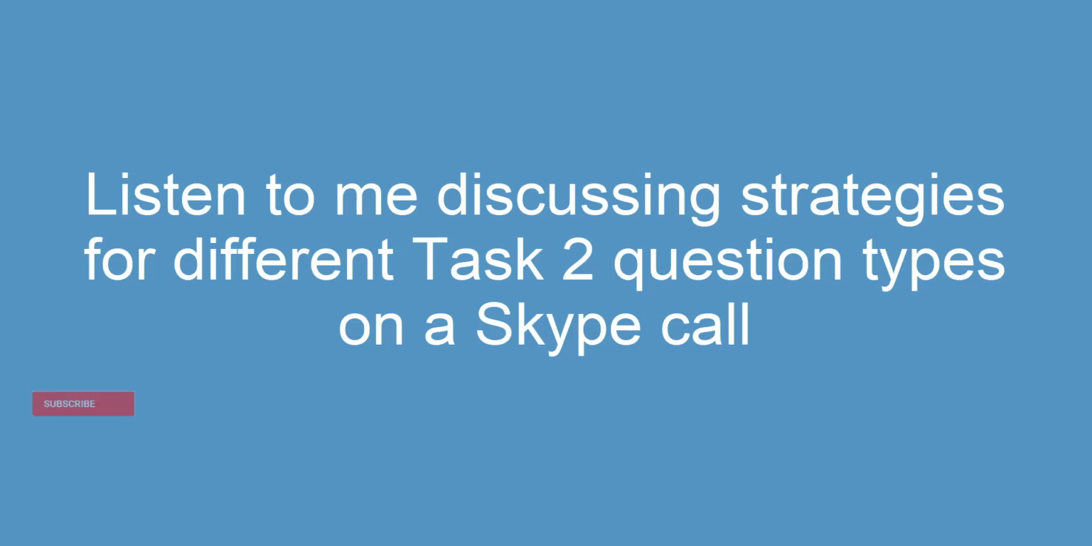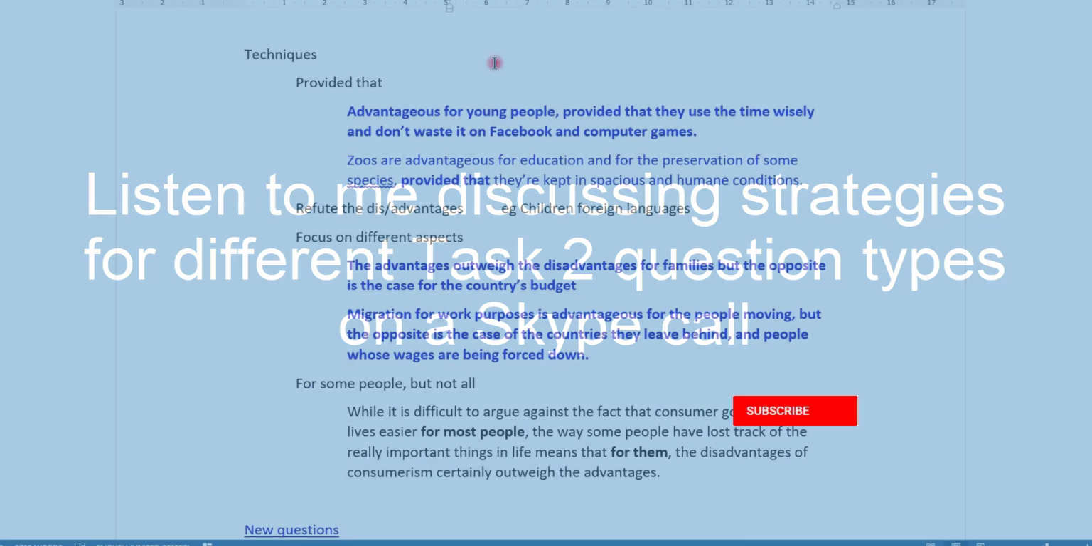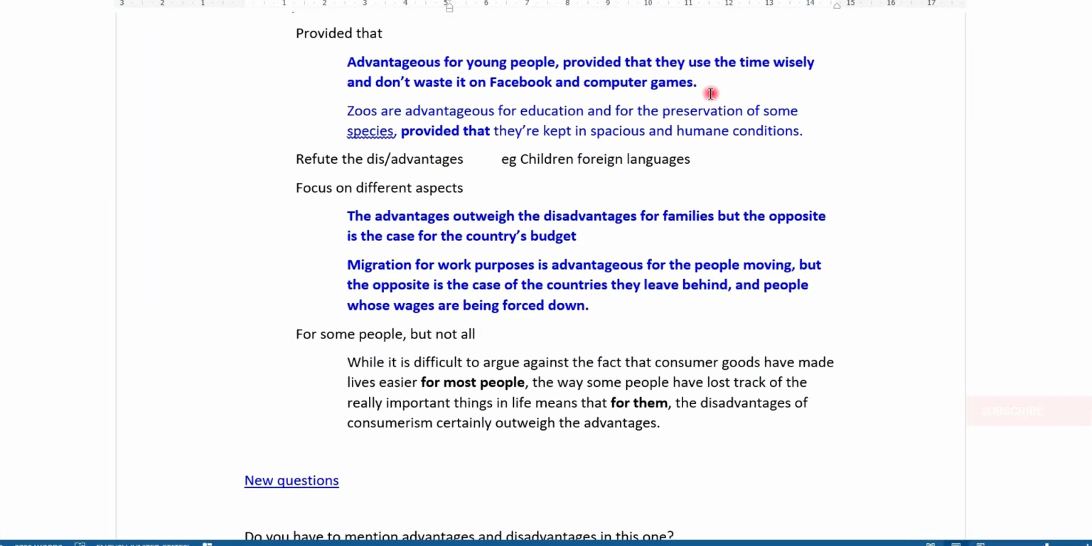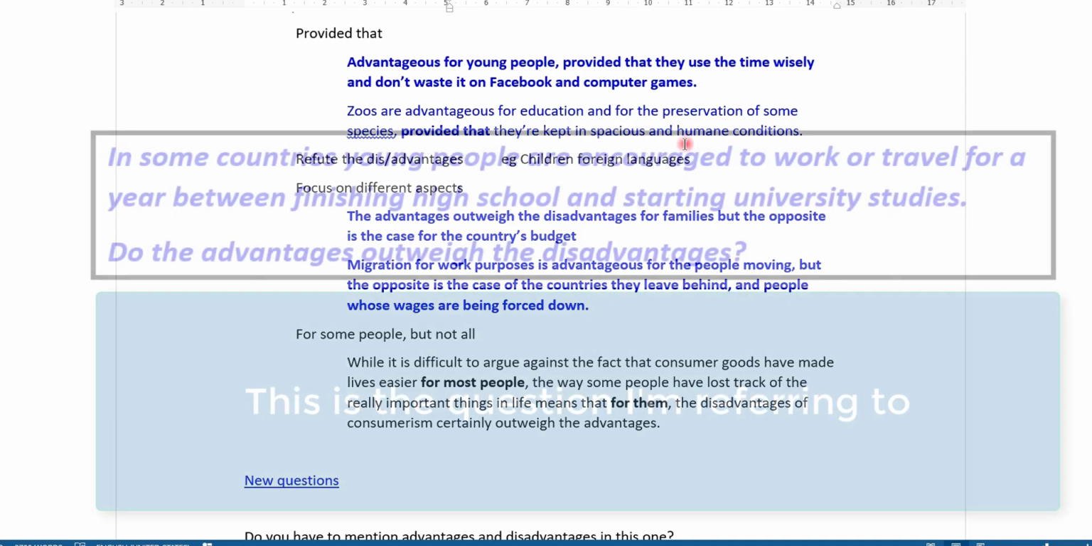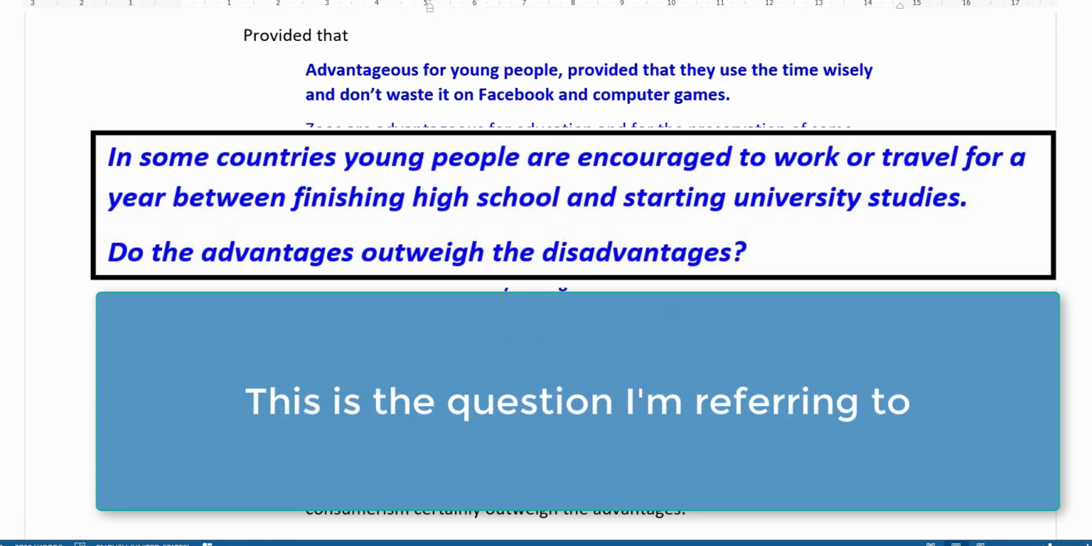So for example, if the question is about whether the advantages of using Facebook outweigh the disadvantages, can you still see my screen, by the way? Yeah, I can see. Then I might use a phrase like this: it is advantageous for whatever, provided that, this is maybe not about Facebook, this might be about using technology. It is advantageous provided that they use it wisely and don't waste it doing whatever. So to me that is a coherent position.